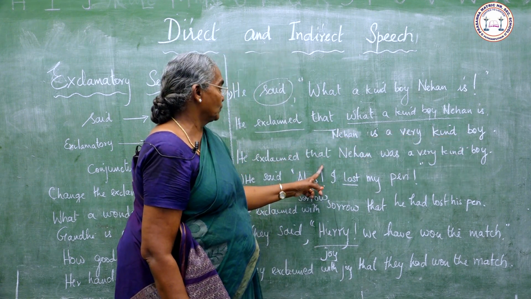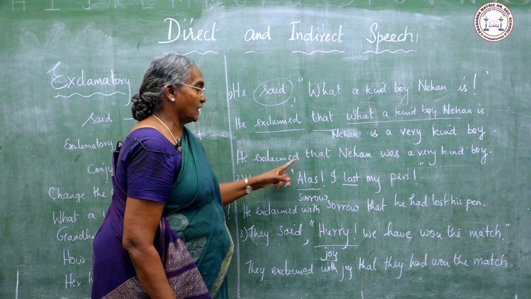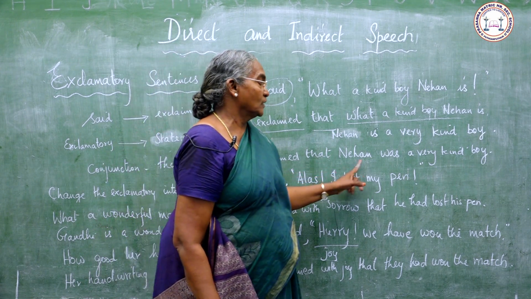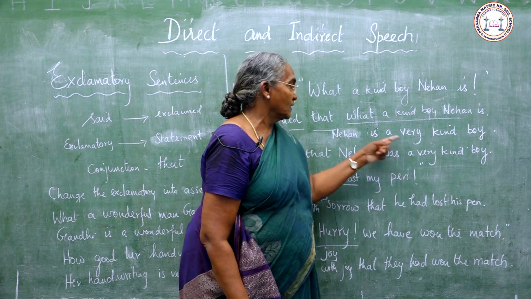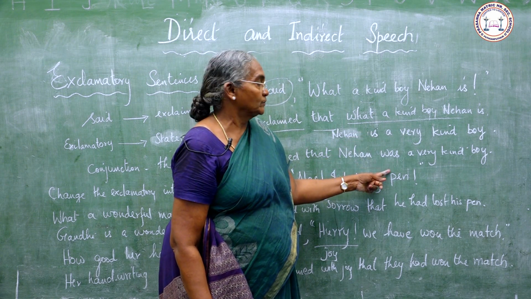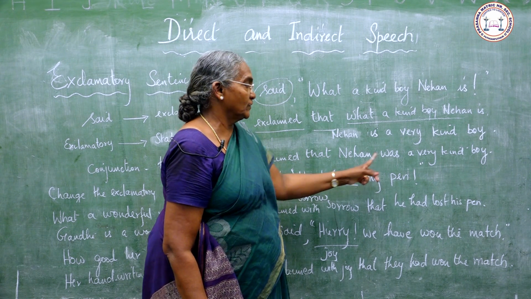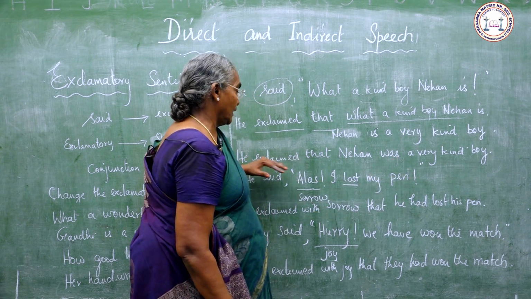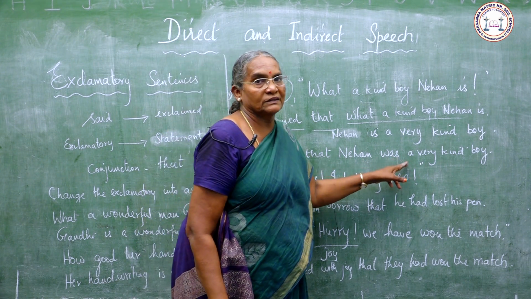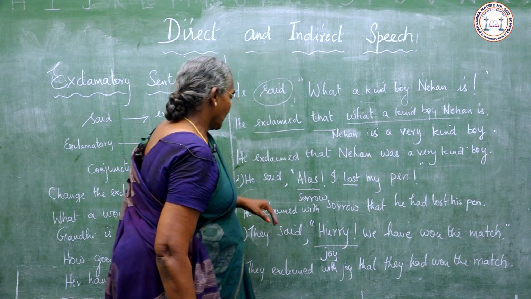Now come to the last sentence. He exclaimed that Negan was a very kind boy. Is is changed into was. Present tense will be changed into past tense. Negan was a very kind boy. He exclaimed that Negan was a very kind boy.